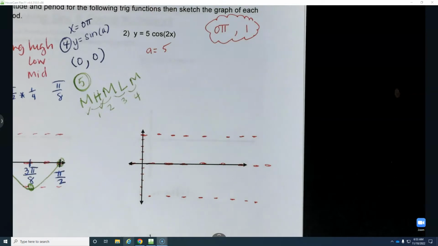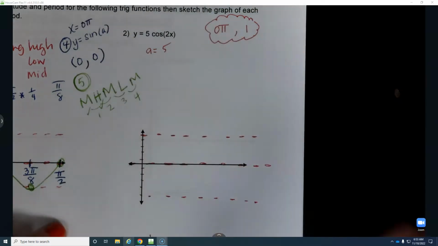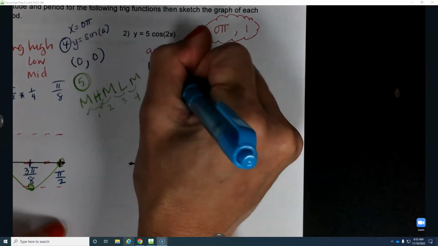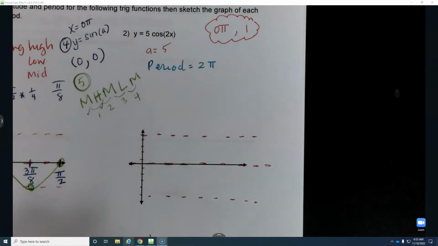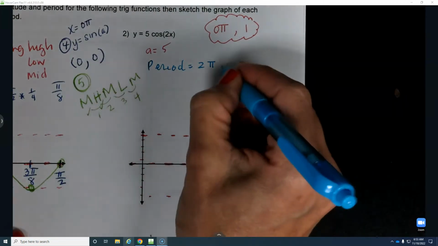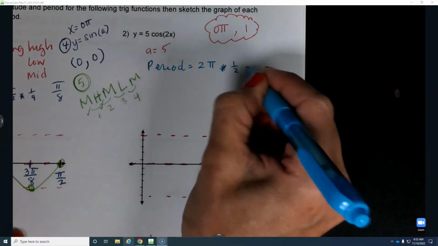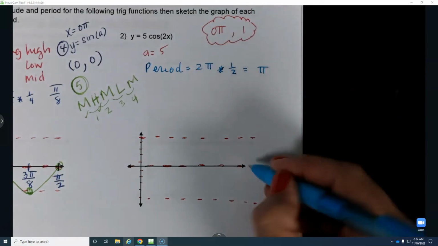Remember, the next thing we do is we end it, and you end it with a period. So remember, your period is always going to be 2 pi times the reciprocal of the b value. And the b value is 2, so we're going to multiply by a half. So our period is pi. The end of our curve is going to be pi. I'm going to put that right at the end.